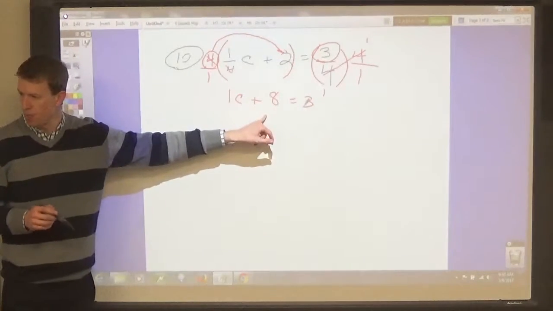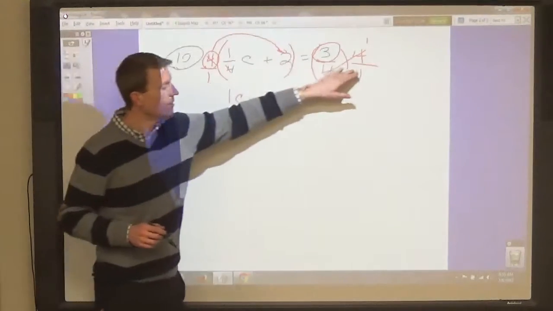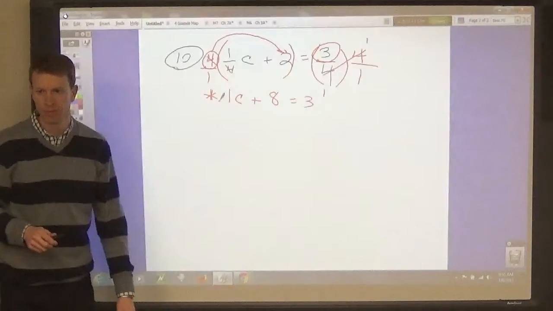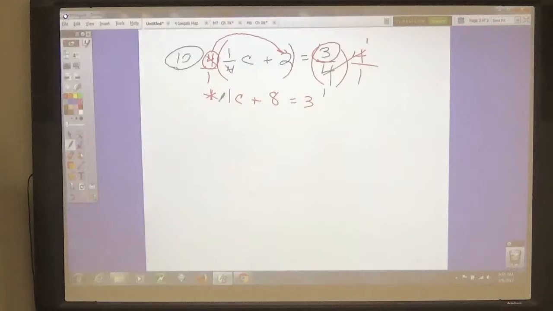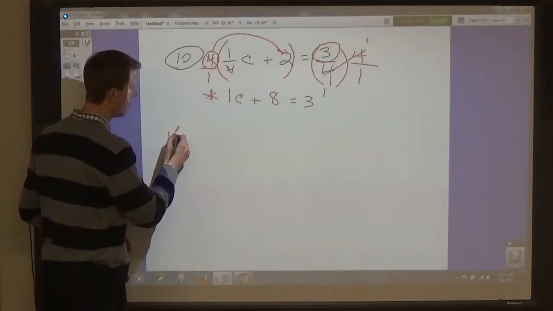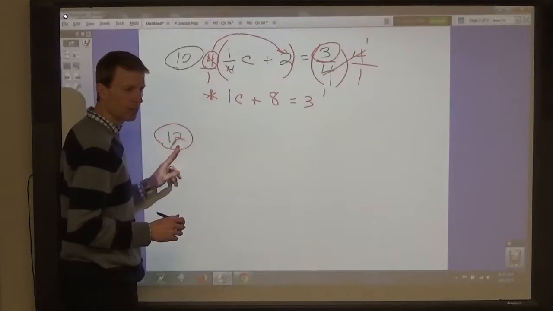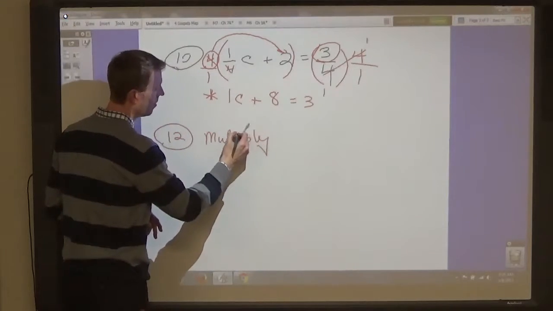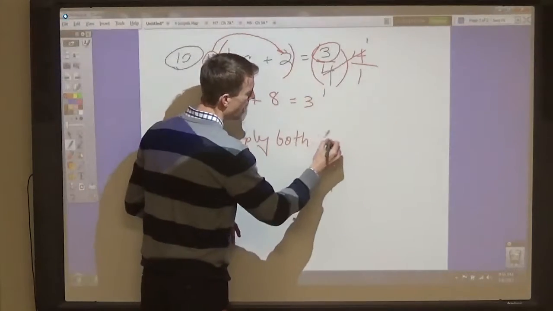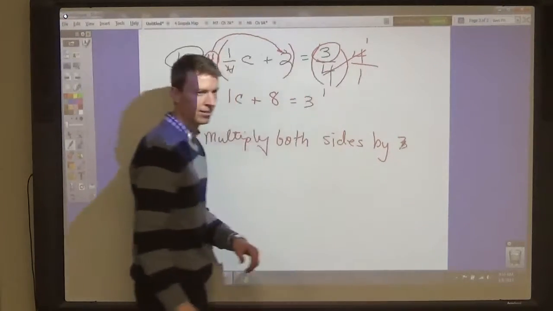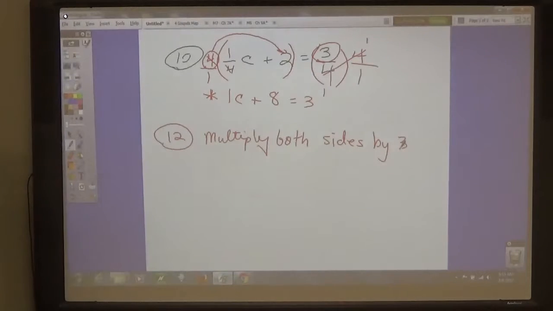Solve this equation then for number 10. First, copy this down, multiply by 4 on both sides, and then solve this equation for number 10. Then, try doing the same thing in number 12 to solve number 12. Write down number 12 and multiply both sides by 3. And when you copy down number 12, you'll understand why you use 3.